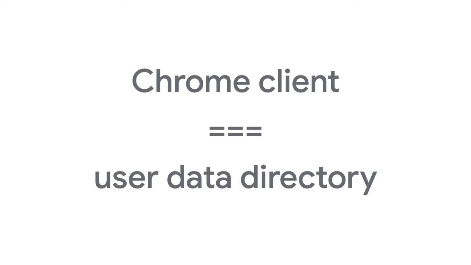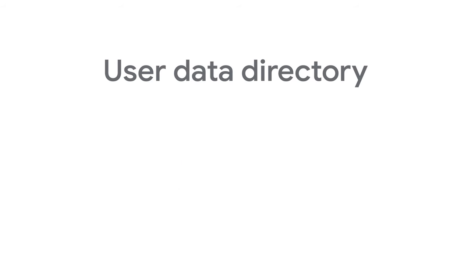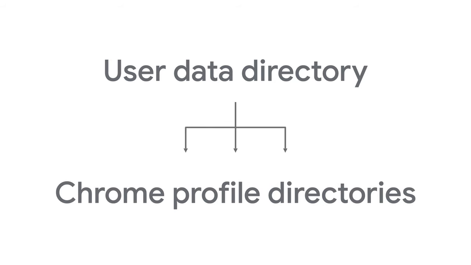In Chrome engineering language, Chrome user refers to an individual human user of Chrome. Chrome client corresponds to an individual installation of Chrome on a device. And more precisely, Chrome client refers to an individual user data directory on a device. When you install Chrome, a user data directory is created, and data and settings for each Chrome profile are stored in separate directories within the user data directory.